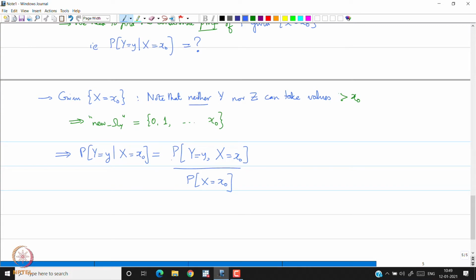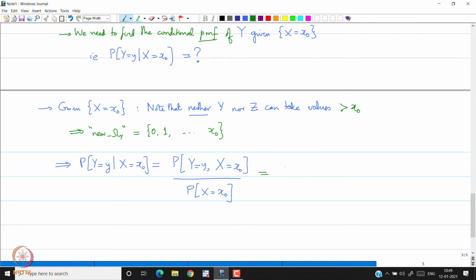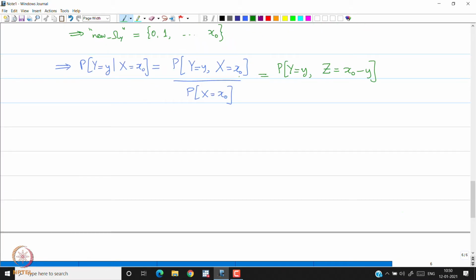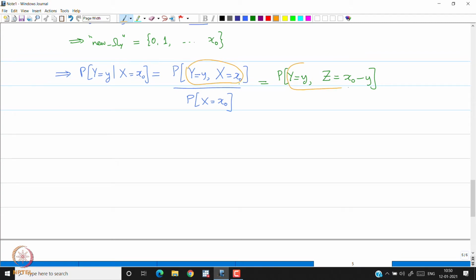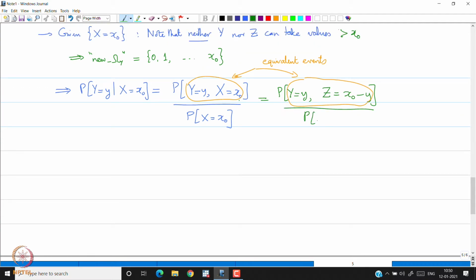Let me write one more step here. The numerator event, Y equal to small y and X equal to x naught, we cannot easily find as a joint probability directly like this, but we can write the joint event as Y equal to small y and Z now has to take the value x naught minus y. This is the only way in which both the event that Y equal to small y and X equal to x naught can happen. So these two are the same, equivalent events. And of course you have the denominator, which is exactly from here.